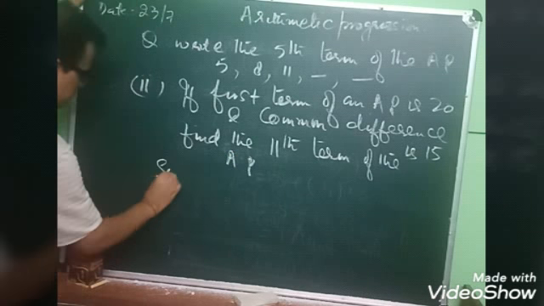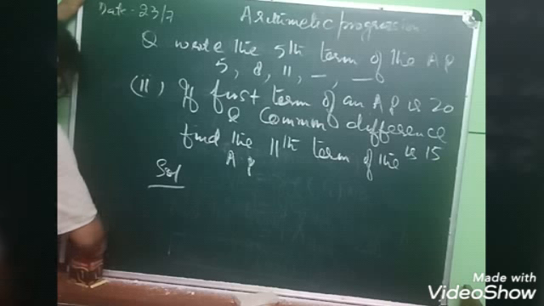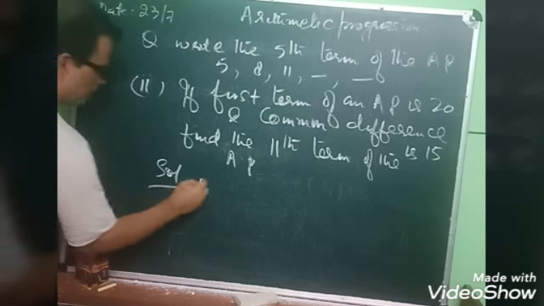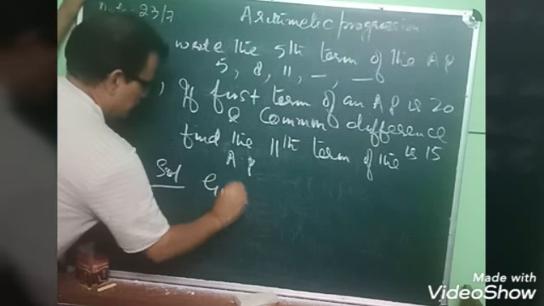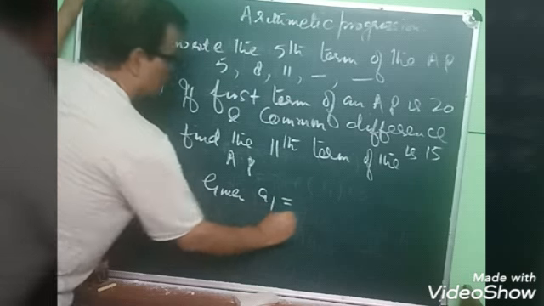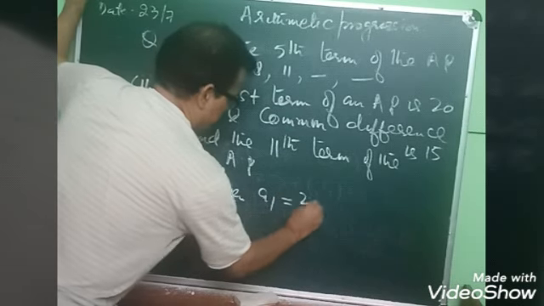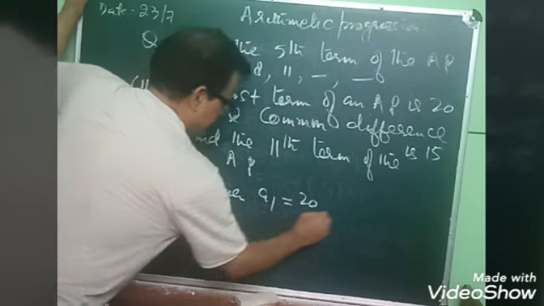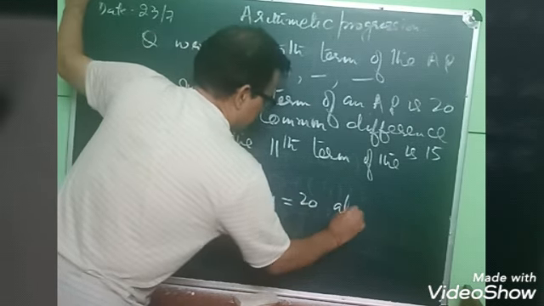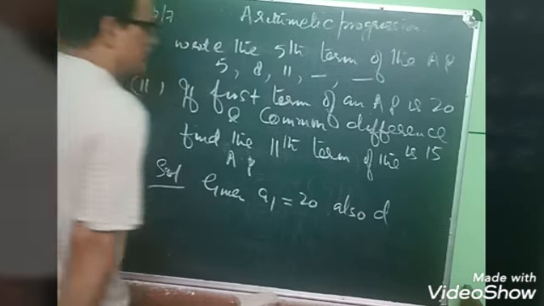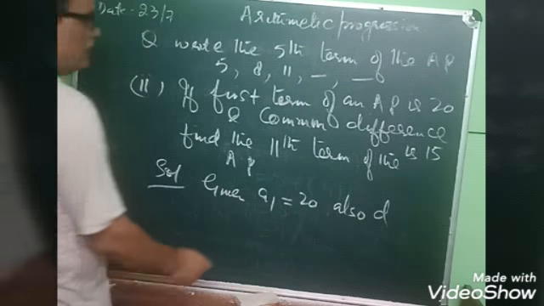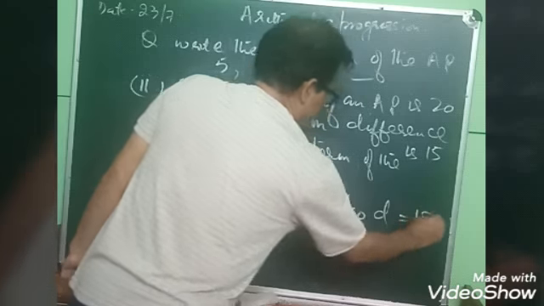So solution, given: a1 is equal to, what is the first term? The first term of the AP is 20, so we will write 20, and also the common difference d. The common difference is denoted by d, so d is equal to 15.